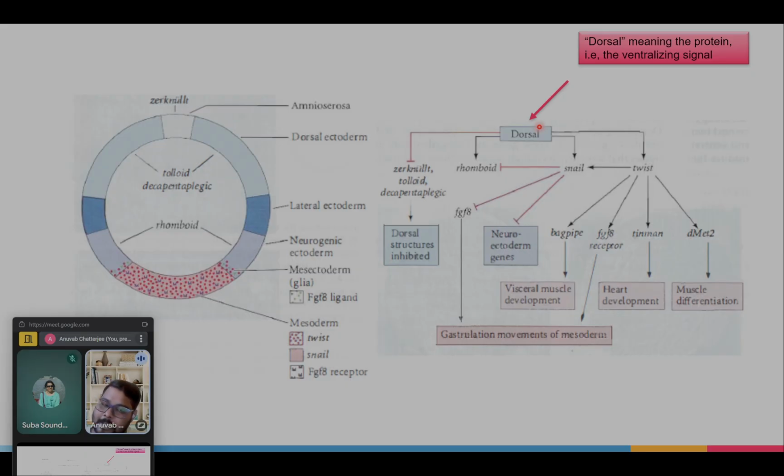Dorsal is a ventralizing signal which activates twist, snail, and rhomboid. Twist and snail in turn activate downstream partners, including FGF8 receptors, which are activated by twist, which causes the boundary between the mesoderm and the mesoectoderm. Snail inhibits rhomboid, causing it to be expressed further in the neurogenic ectoderm. Twist activates further downstream partners such as Tinman, which form different parts of the mesoderm, which is the heart, the muscle, and the visceral muscle development.